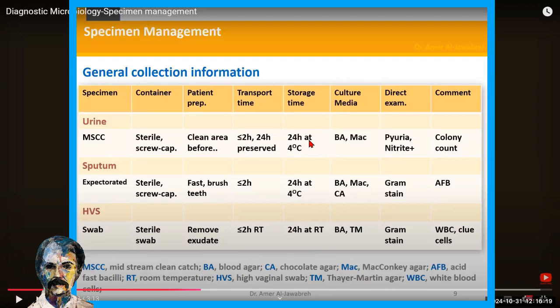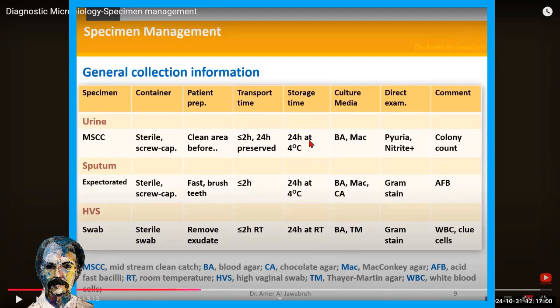First, brush the teeth, and then clean the mouth very well with water, because maybe the toothpaste has something against the bacteria. We have to be careful about this. Transport time is less than 2 hours, or 24 hours in the fridge. Media: sheep blood agar, MacConkey, and chocolate agar, because you might have other bacteria, maybe Haemophilus or pneumoniae. They like MacConkey, they like chocolate.